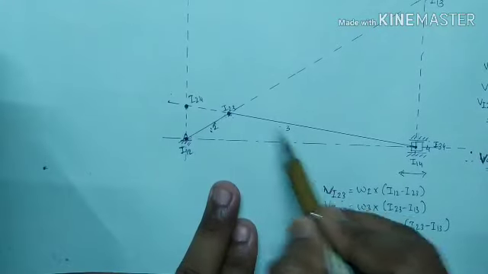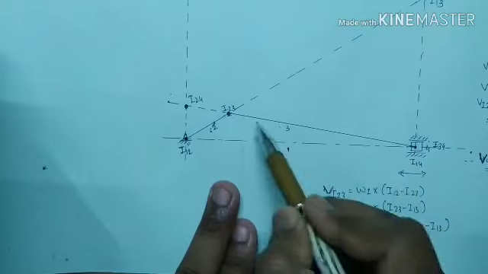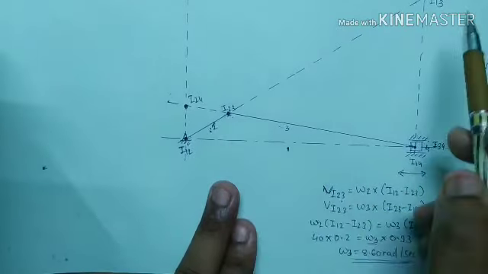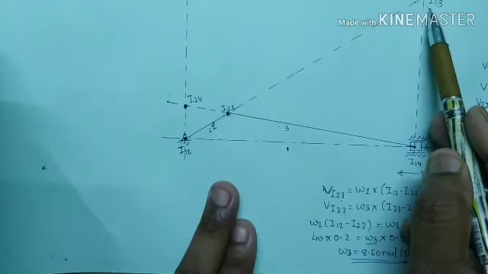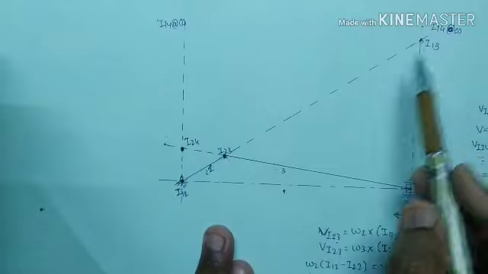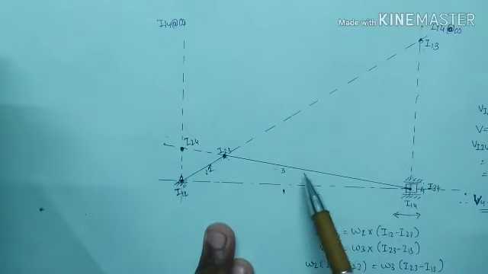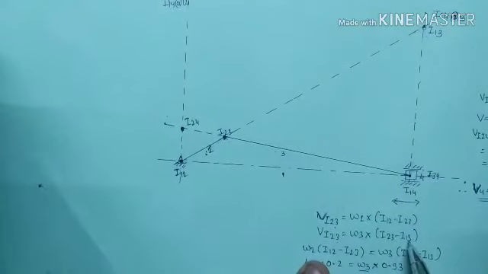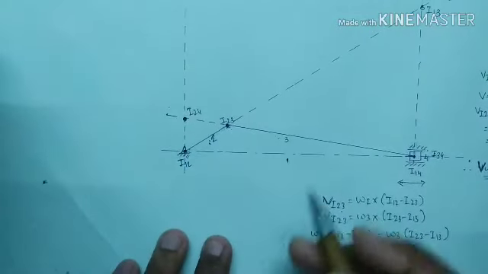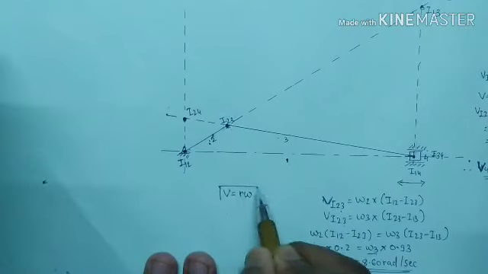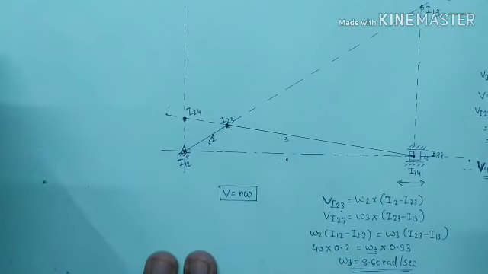Now link 3 is the connecting rod, not the fixed link. So in this case we have to take I13 as the IC center, which will try to rotate this particular link. That's why we have considered omega 3, I23 and I13. And we have to remember the formula, velocity equals radius into omega. That will develop the particular solution.